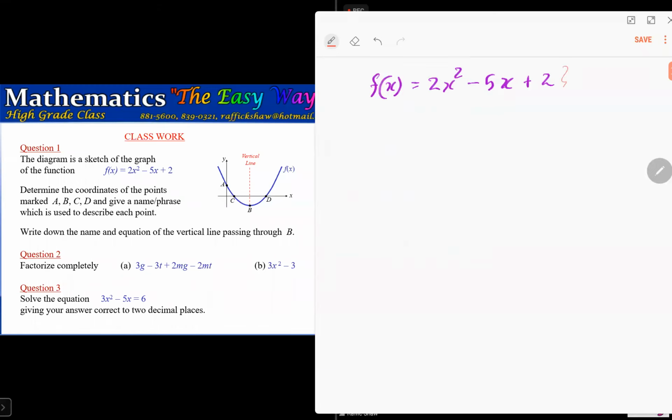So a equals 2, which is the coefficient of the x squared. And the coefficient of the x is negative 5, and that is given the letter b. So b is negative 5. And c is given to the constant term. c equals the constant term, which is 2 as well. So we're going to do 1 point at a time now.